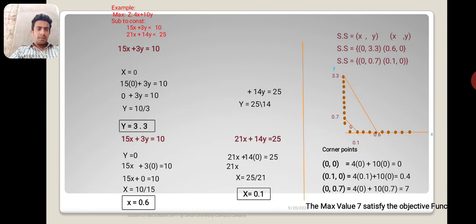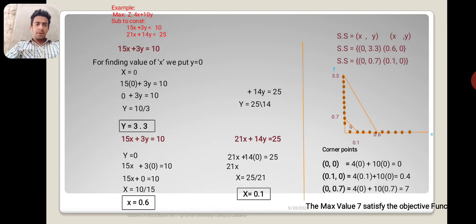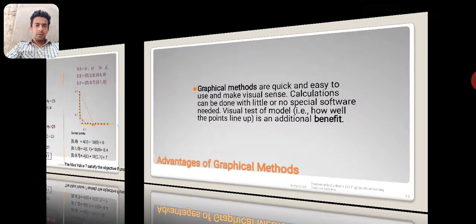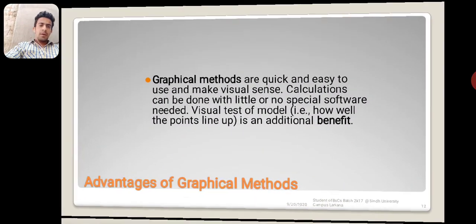The max value satisfies the objective function. For finding the value of x, we put y is equal to 0. Graphical methods.